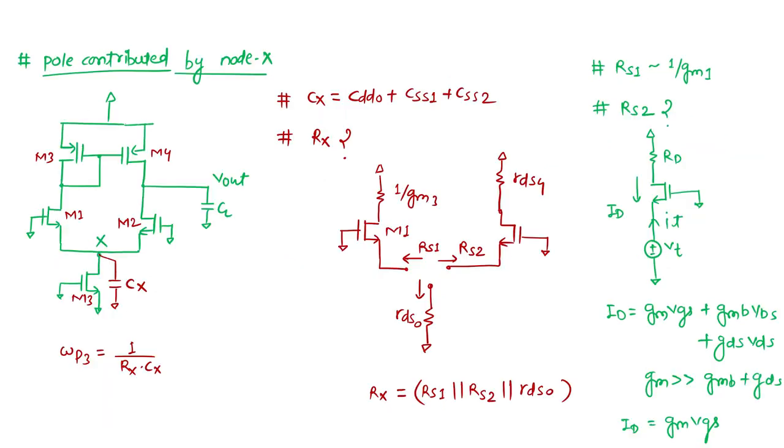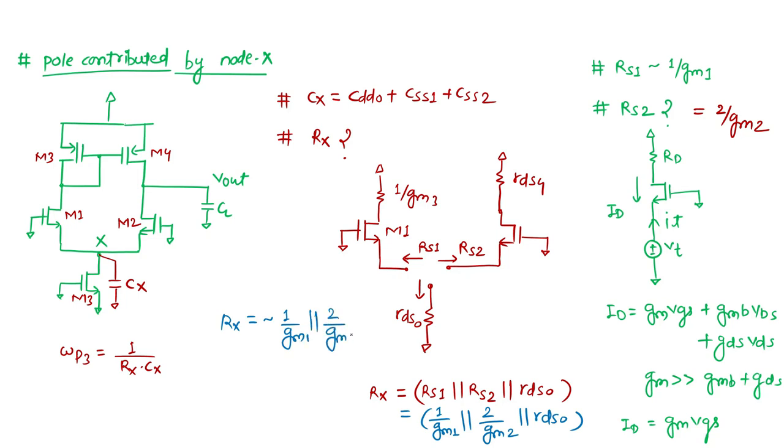Okay. So what exactly are we seeing here? Now we can say this term is nearly 2 by GM2, and this is of the order of RDS0. So what conclusion are we getting here? This Rx is coming as 1 upon GM1 parallel 2 upon GM2 parallel RDS0. So let RDS0 be much greater, so I can say Rx is approximately 1 upon GM1 parallel 2 upon GM2. Okay. I consider that RDS0 is much greater than these two terms, 2 upon GM2 and 1 upon GM1.